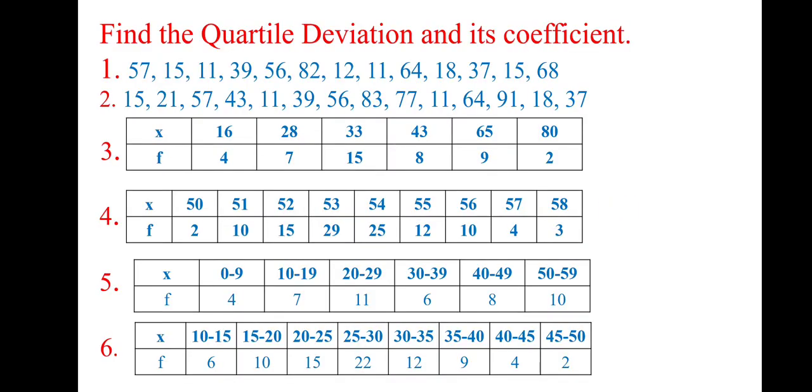Then the coefficient of quartile deviation is Q3 minus Q1 divided by Q3 plus Q1. 24 minus 16 divided by 24 plus 16, then 8 divided by 40, which is 0.2. This is the way we find the coefficient of quartile deviation for a discrete series. Some problems are given for practice.